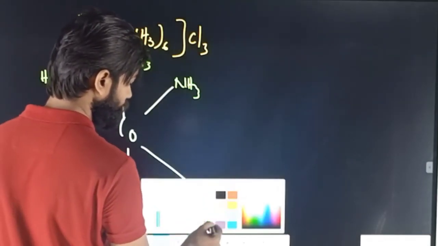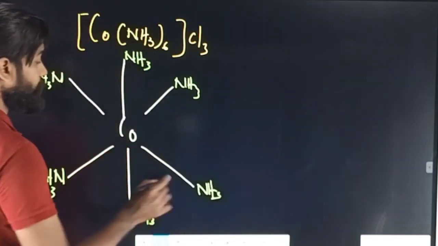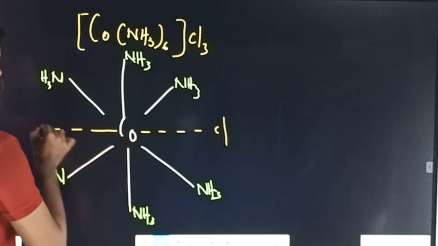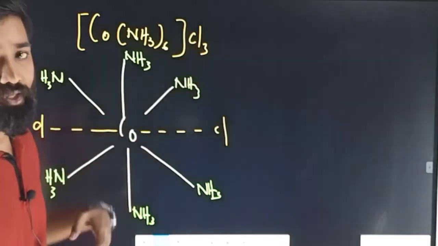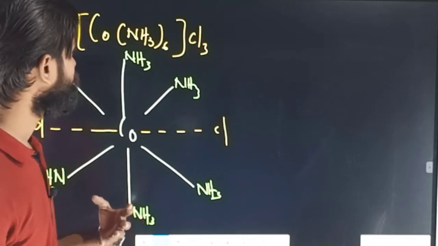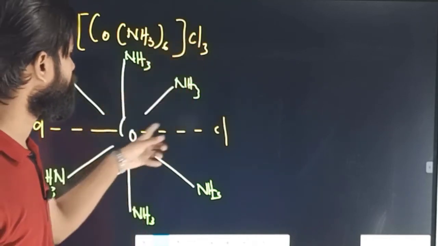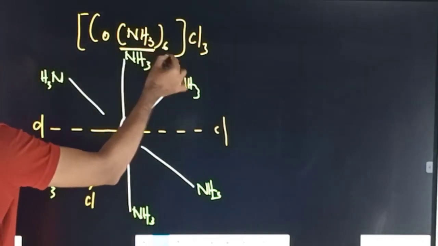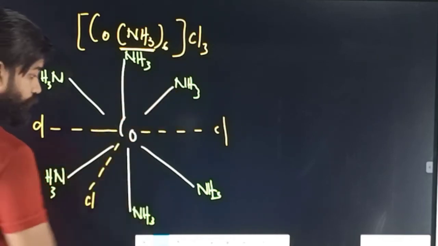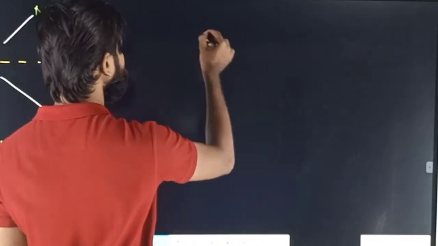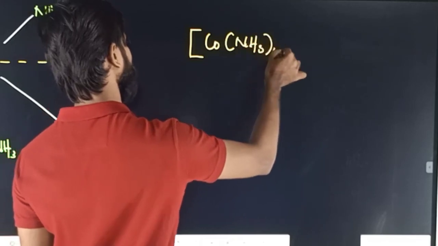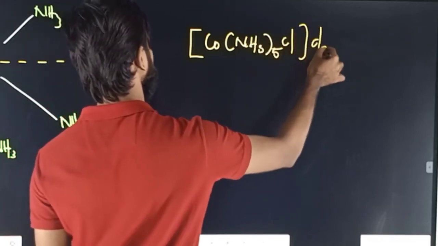Clear? And there is 3 Cl also, Cl like this. Cl3 satisfies the primary valency, right? So if it satisfies the primary valency, they are represented by dotted lines. And NH3 satisfies the secondary valency, so they are represented by dark lines. We already discussed that idea. Okay, fine. The next is Co(NH3)5Cl, all of Cl2.